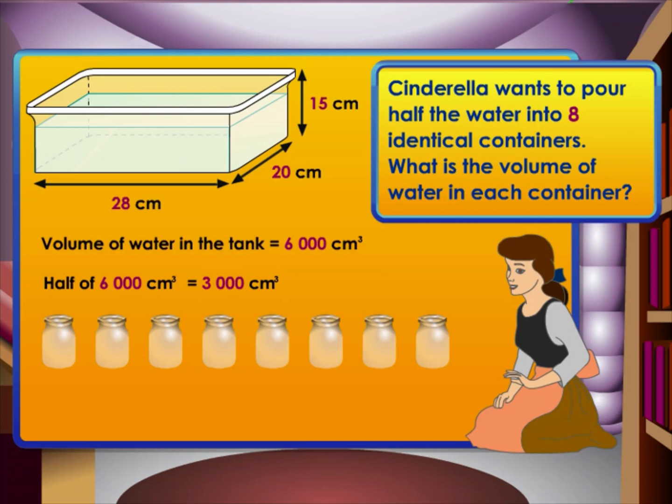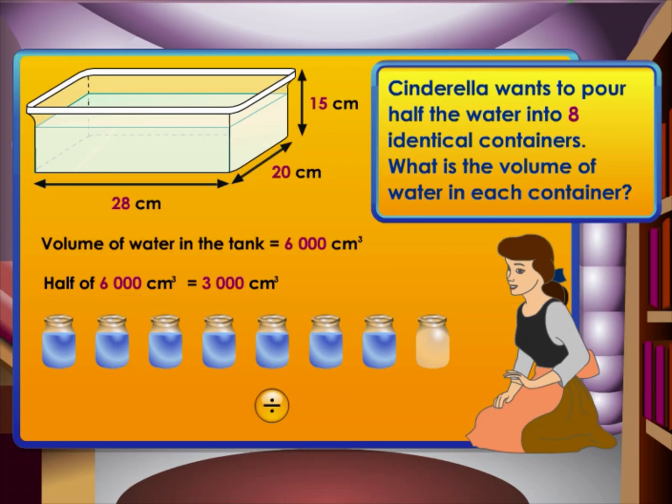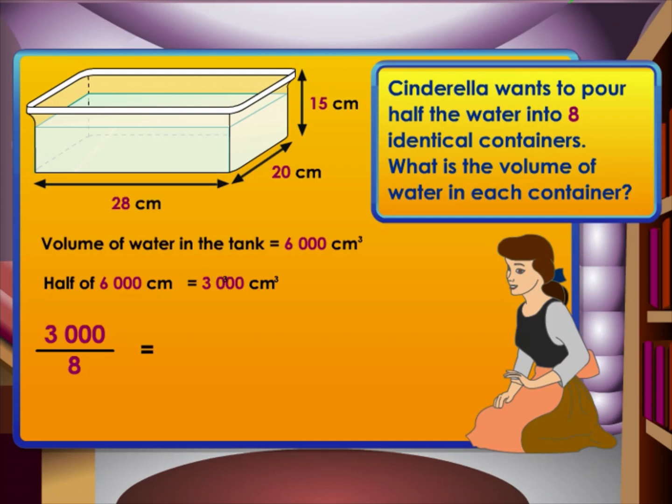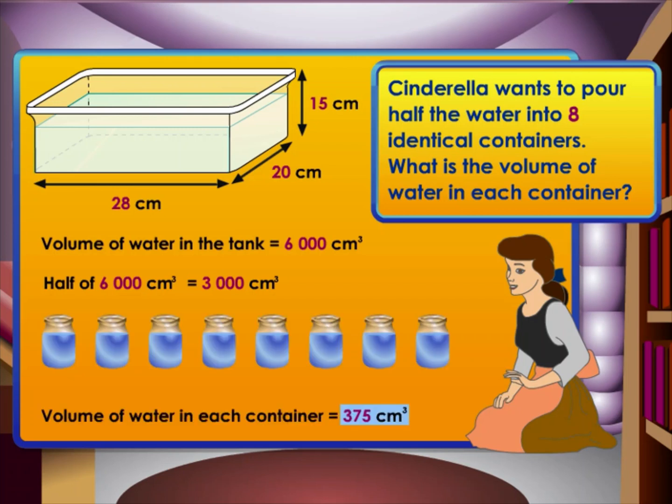How many containers are there to be filled? Exactly. There are 8 containers to be filled. What operation should you use? Yes, division. There are 3,000 cubic centimeters of water to be filled into 8 containers. So we divide 3,000 by 8. What is your answer? Yes, the answer is 375. So the volume of water in each container is 375 cubic centimeters.